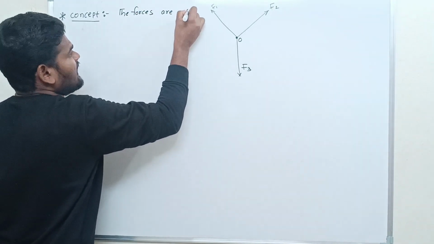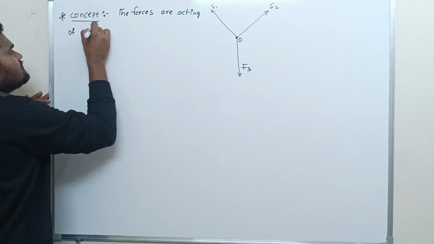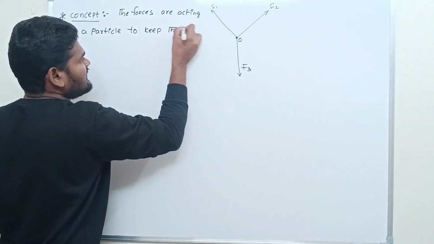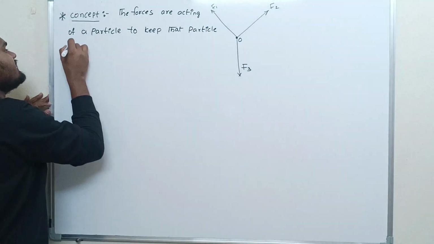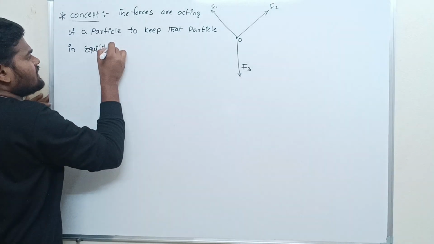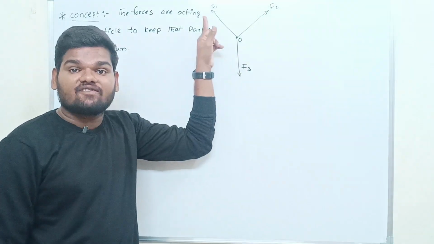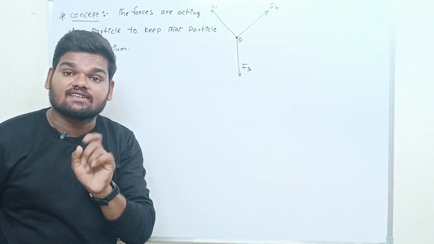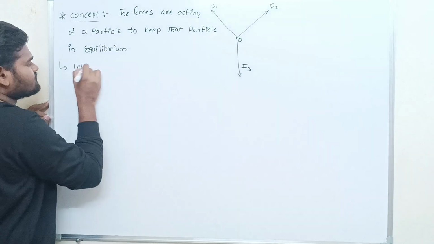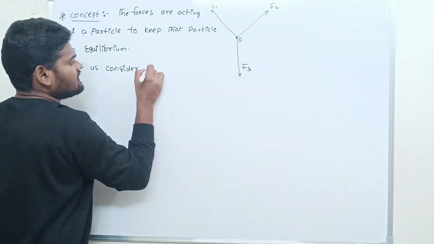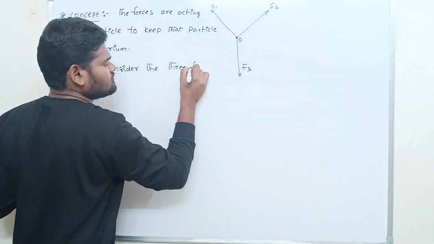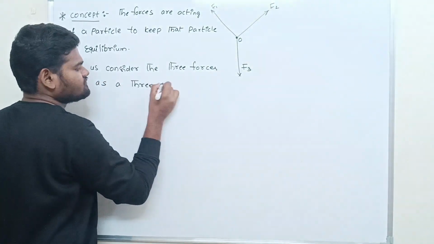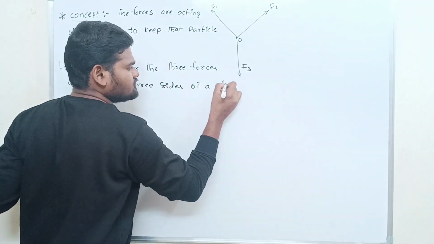The three forces are acting on a particle to keep that particle in equilibrium. Okay. I'm just taking these three forces, F1, F2 and F3, as the sides of a triangle. Let us consider the three forces as three sides of a triangle.